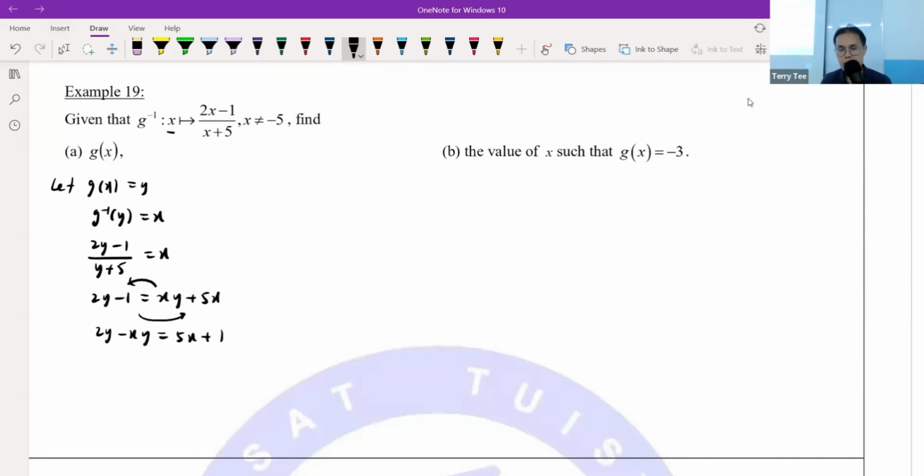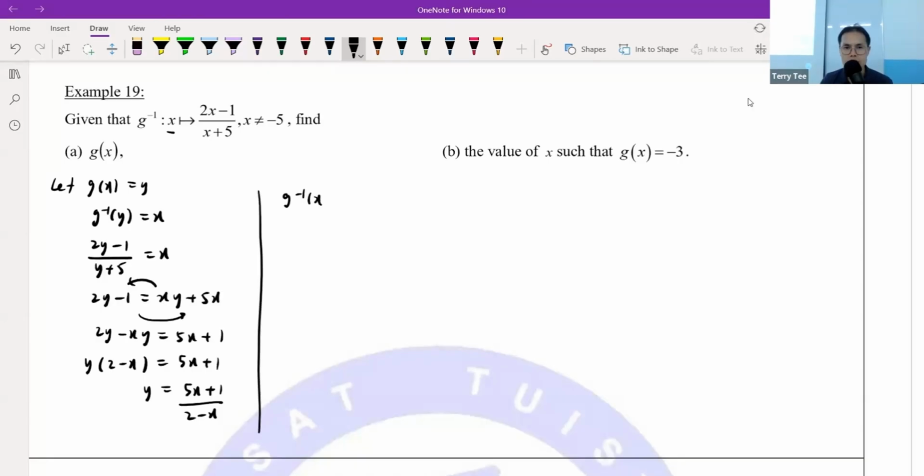Make y the subject. Take out your y. You're left with 2 minus x. The result is 5x plus 1. Okay, your y is therefore 5x plus 1 divided by 2 minus x. Okay, what is your y? Your y is your g inverse x. And this is 2x minus 1. Sorry, your y is not your g inverse. Your y is your g(x), and it's now 5x plus 1 over 2 minus x. We write x cannot be 2.